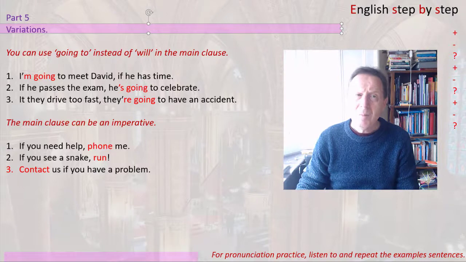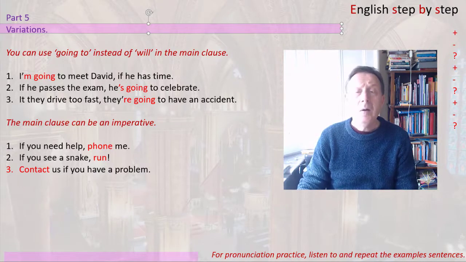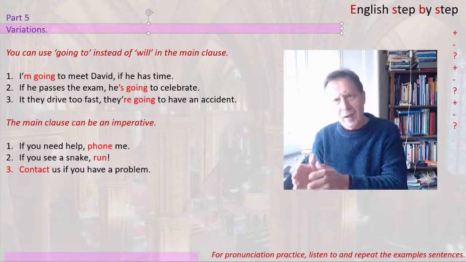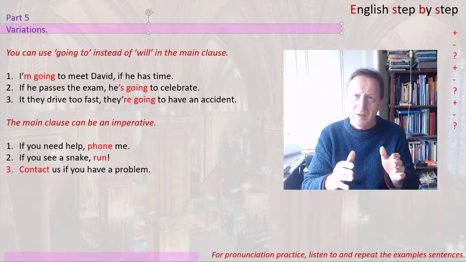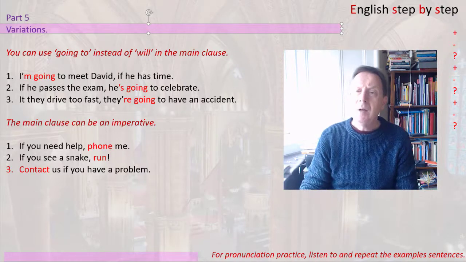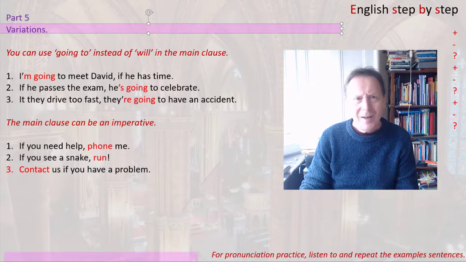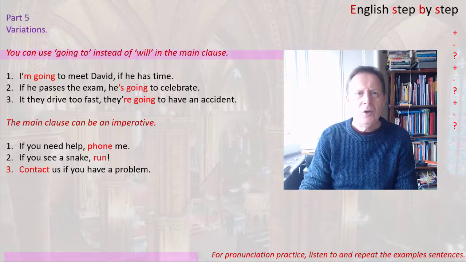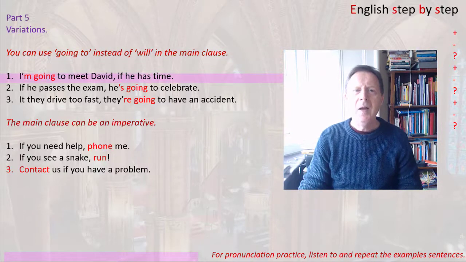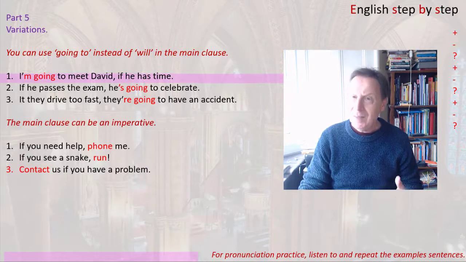So we've looked at the basic form of first conditional sentences. The basic form is will plus present simple, and of course negative won't plus present simple negative. But there are variations, so let's look at some variations. You can use going to instead of will in the main clause. For example, I'm going to meet David if he has time.